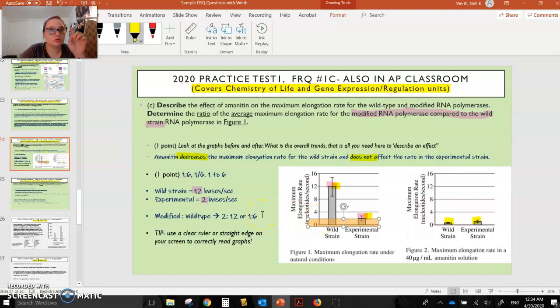So don't go 12 to 2. That's an answer of 6. That would not get you the point here, right? You have to look at the way that they stated the ratio, and it was modified to normal, okay? So yeah, clear ruler, watch your ratio, things there.